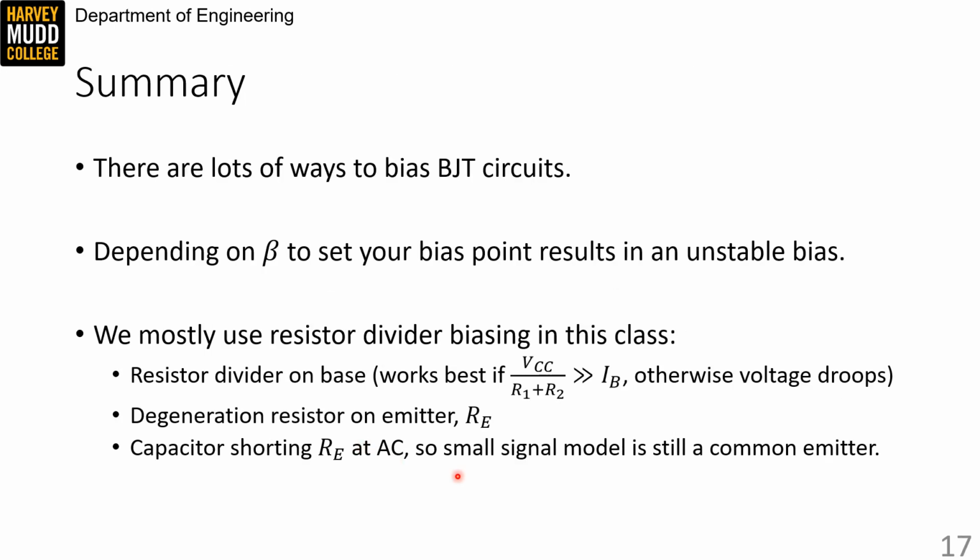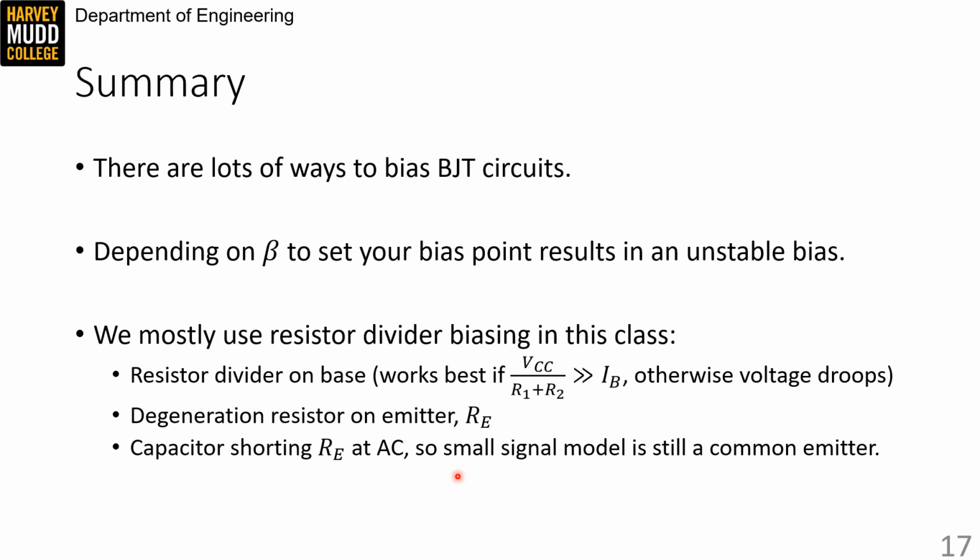So in summary, there are lots of ways to bias BJT circuits. And a new fact that we learned is that depending on beta to set your bias point results in a really unstable bias. However, we learned a way to get around that, which we call resistor divider biasing, which involves putting a resistor divider on the base, which works best if the base current isn't large compared to the divider current. Otherwise you see some voltage droop at the base compared to what you'd calculate.